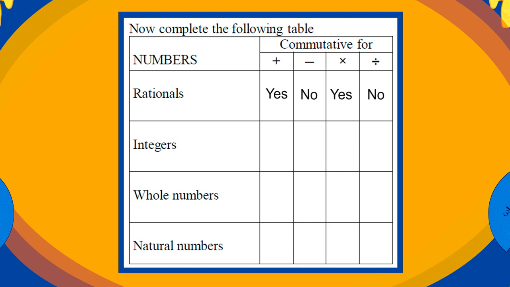Similarly, for integers, with respect to addition, it is commutative, so yes. With respect to subtraction, it is not commutative, so no. With respect to multiplication, it is yes. And with respect to division, it is no. Similarly, for whole numbers, for addition, yes. For subtraction, no. For multiplication, yes. For division, no.